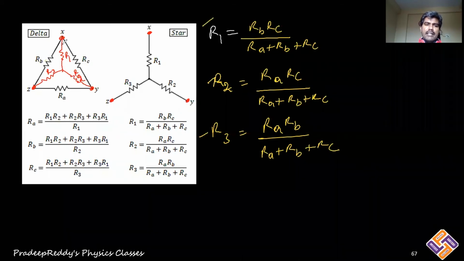That means delta is converted to star by using this method. You can find out the effective resistance of the unbalanced Wheatstone bridge. So R1, R2, R3 you can write just by using this. This is how delta is converted to star. But sometimes a star will be given to you and you can convert it into delta. So whenever you want to convert star to delta, this is a star, you need to just write a delta here.